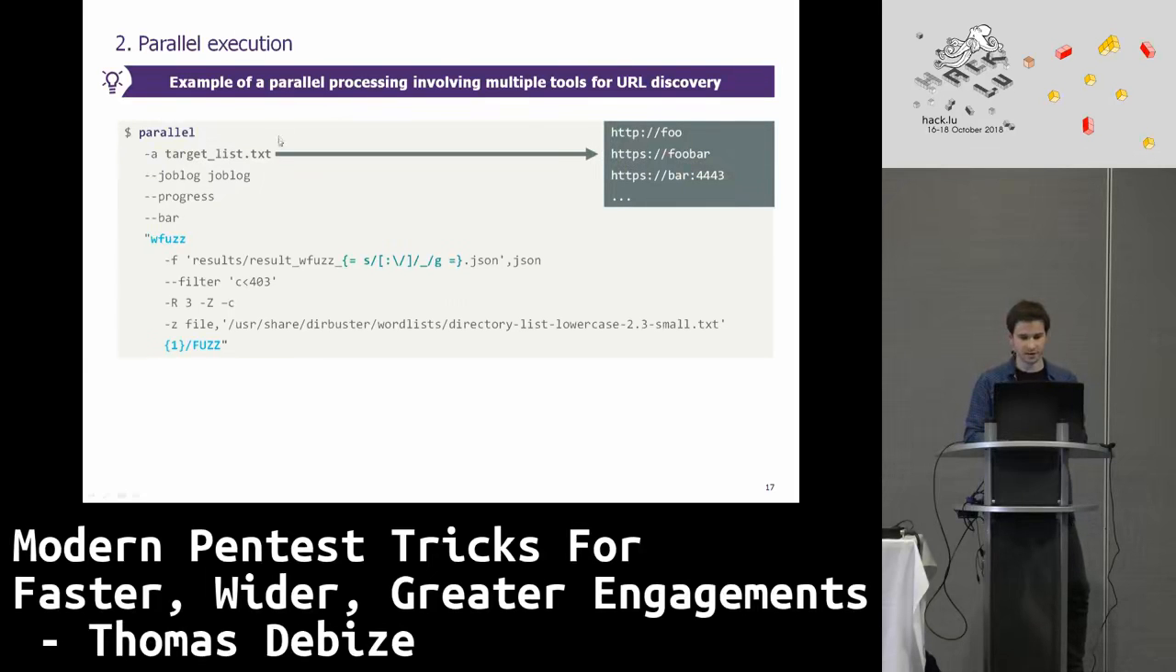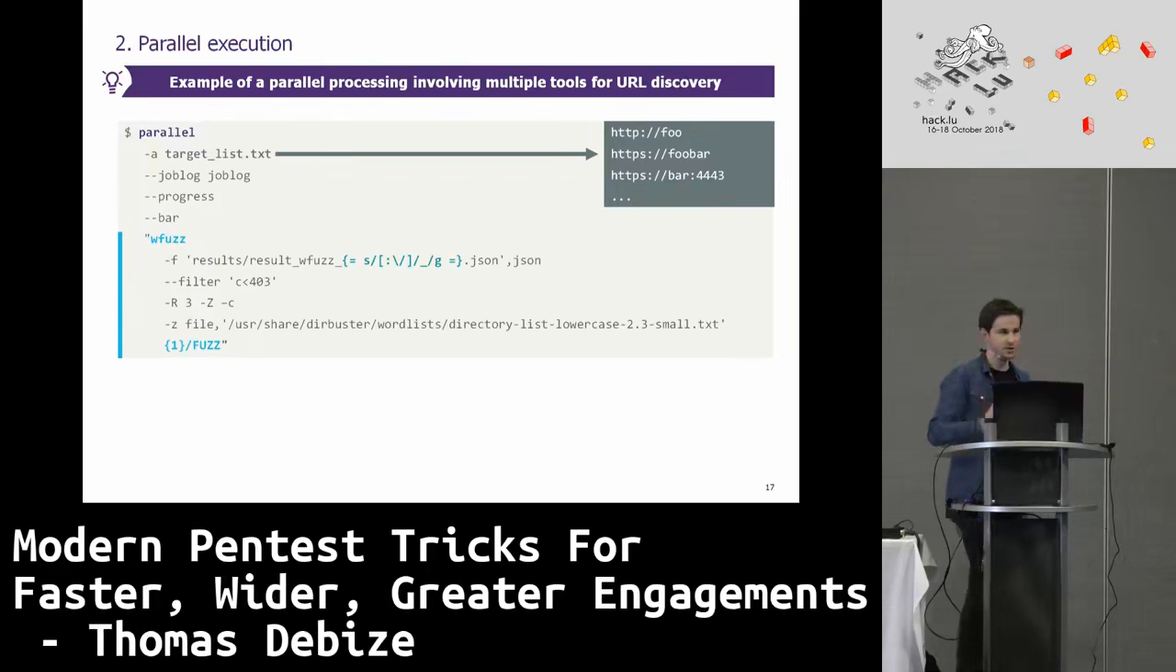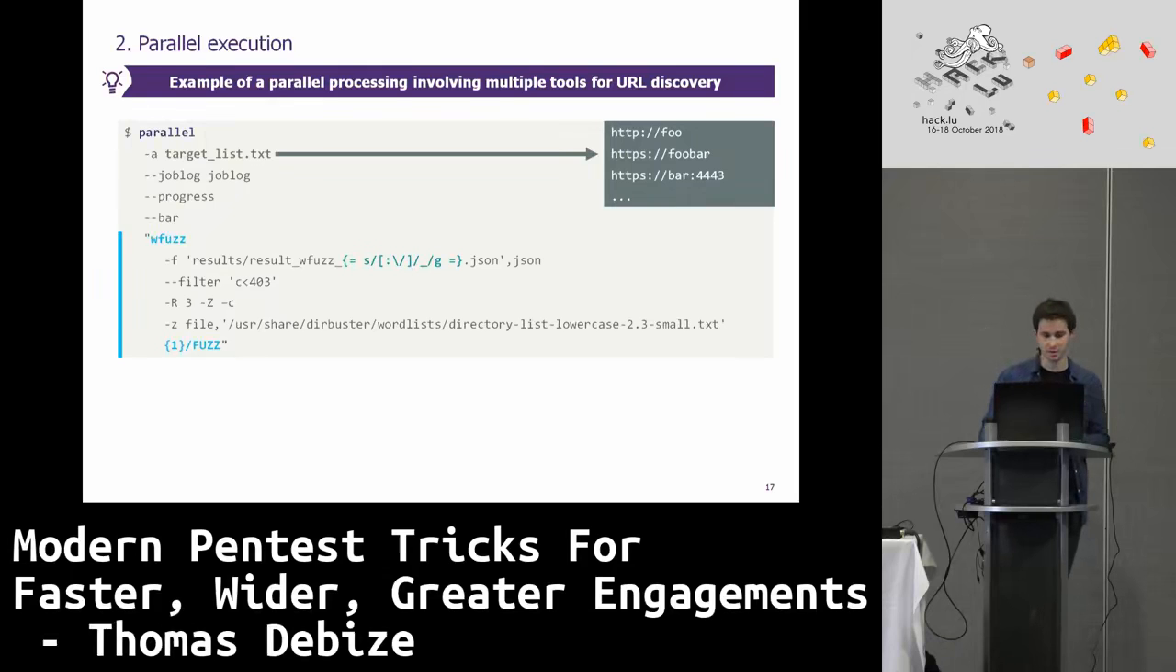Here I have a target list. I'm using wfuzz to enumerate. Here I'm using wfuzz to perform a URL discovery task on every target that you can see here simultaneously. Instead of going from 1 to 3 and starting over with the next one, I'm doing it for every target simultaneously just to speed up the process. That's really cool. And here you can see the power of parallel.